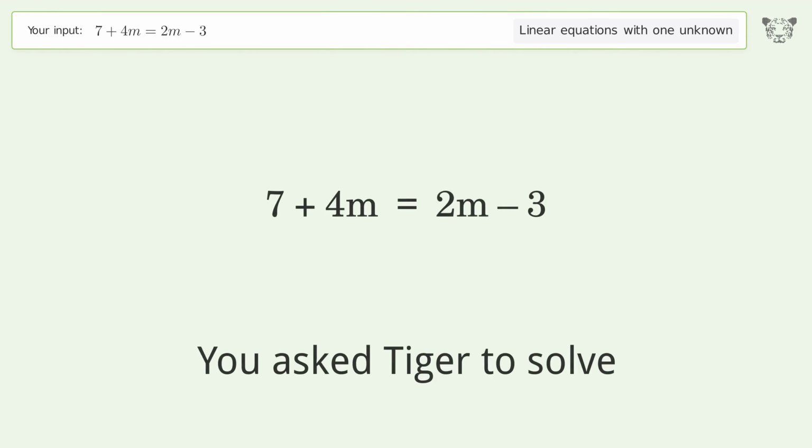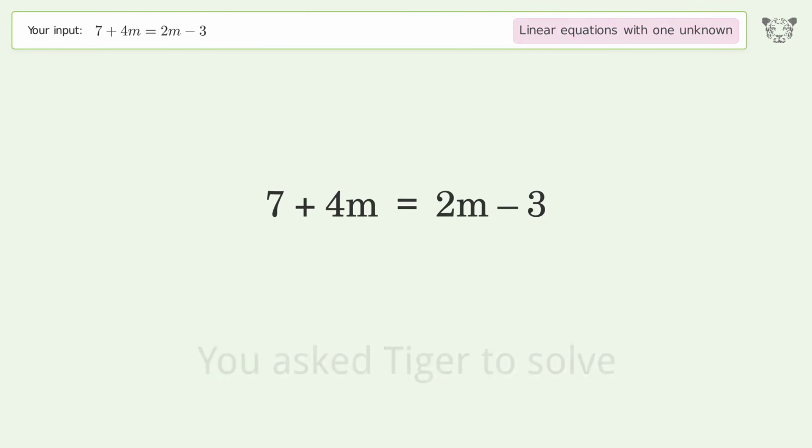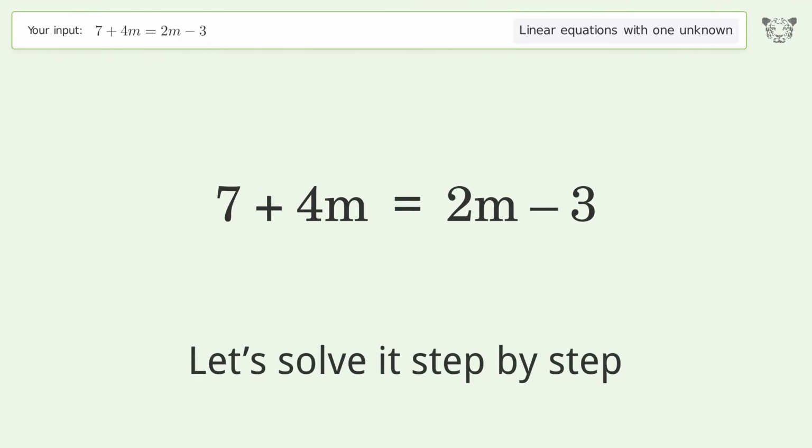You ask Tiger to solve this. This deals with linear equations with one unknown. The final result is m equals -5. Let's solve it step by step.